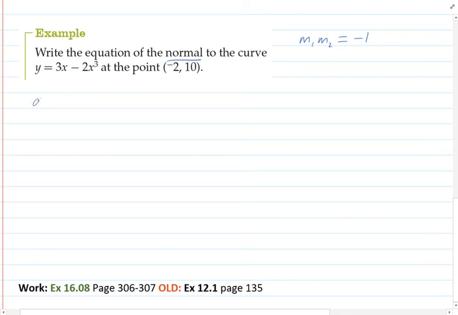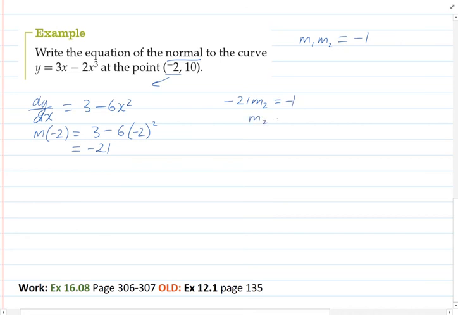So let's start by finding the derivative of y. dy by dx is going to be 3 minus 6x squared, and so we're going to put negative 2 into this function to find the gradient. So m at negative 2 is going to be 3 minus 6 times negative 2 squared. That's going to be 3 minus 24, so it's going to be negative 21. So one of our gradients is negative 21, so that means negative 21 times the gradient of the normal is going to be negative 1, and so the gradient of the normal is going to be 1 over 21.